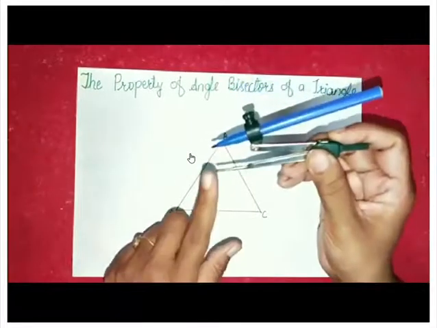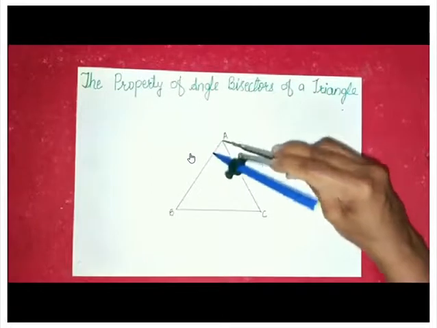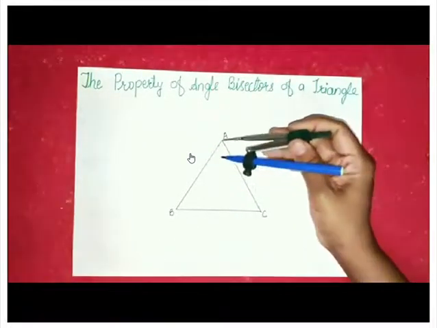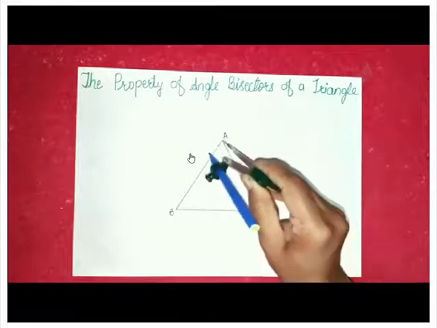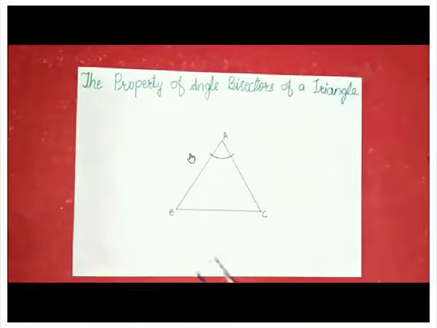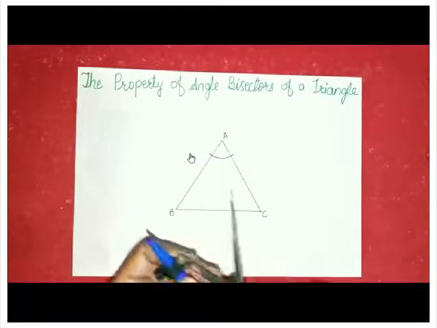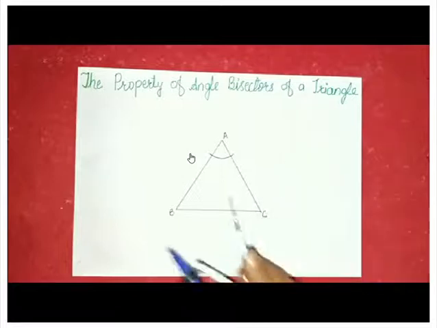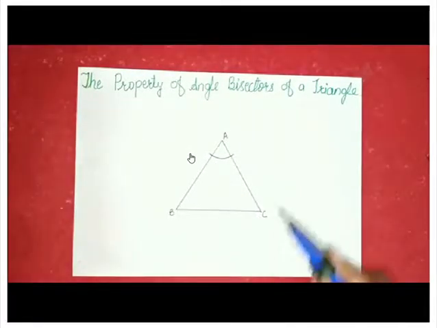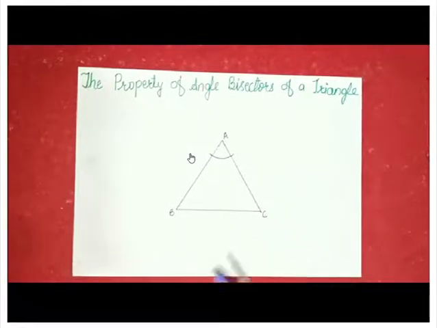For that, we will put the needle end on vertex A and give arcs on both the arms of angle A. Now, change the measure. We will give the arcs from these two intersecting points outside the triangle. See, I am giving here the arcs outside the triangle for the neatness of the diagram.